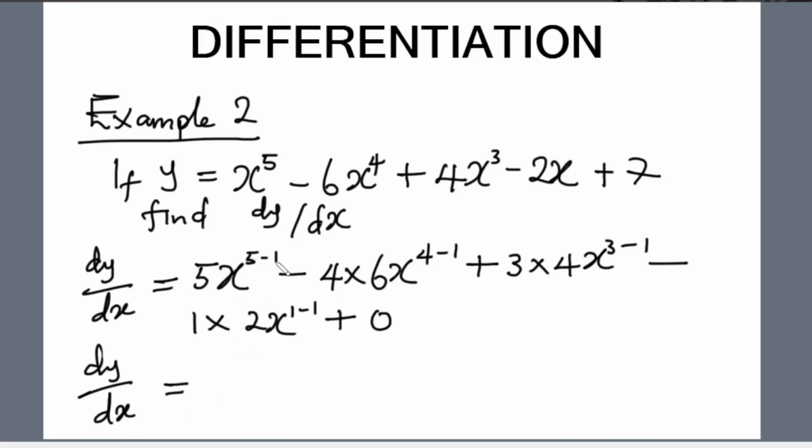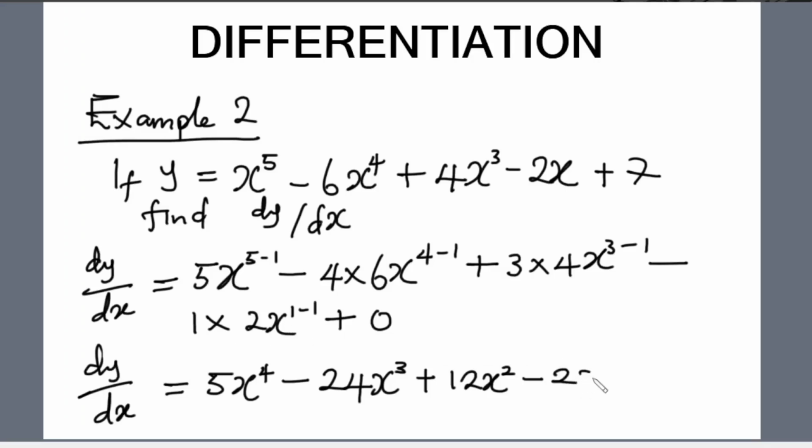Now, dy all over dx equals 5x raised to the power 5 minus 1, which is 4. So we have 5x raised to the power 4, minus 4 multiplied by 6 is 24x raised to the power 4 minus 1, which is 3, plus 3 multiplied by 4 is 12x raised to the power 3 minus 1, which is 2, minus 1 multiplied by 2x is 2x raised to the power 1 minus 1, which is 0, plus 0.